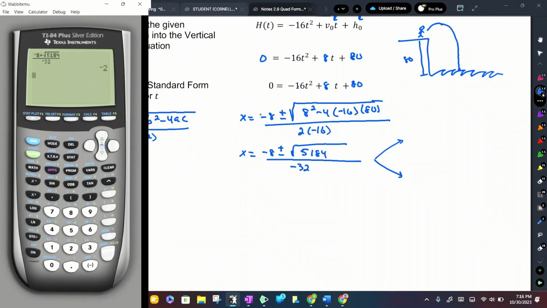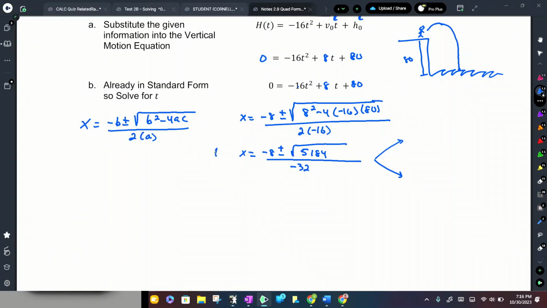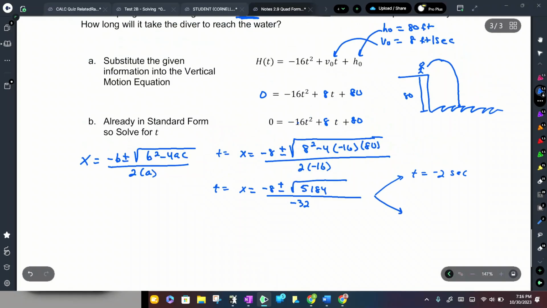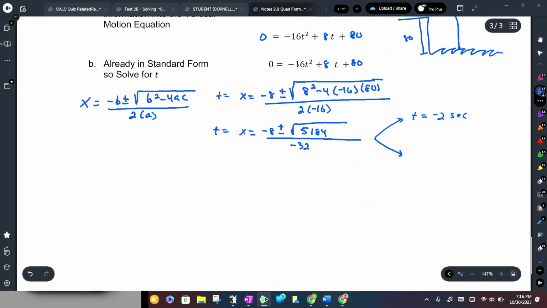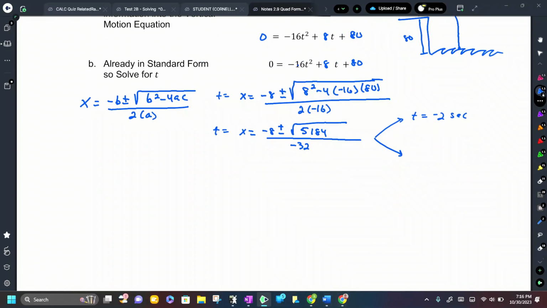Remember, I wrote this as x's because we can't plug t's into our calculator and have it solve it. We have to plug in x's, but this is t, this is time. So t is equal to -2, and that would be seconds. Let's check our units: feet per second. So it took him 2 seconds to splash down, or -2 seconds to splash down. We're going to come back and talk about that.